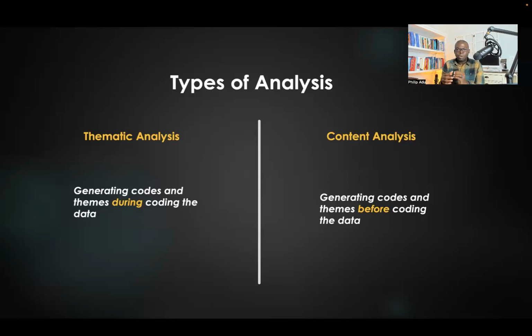Content analysis is more of first you generate codes and themes. We call it a coding frame. You can generate codes or themes based on maybe your theoretical or conceptual framework, or based on the literature that you have read. You develop those codes and themes, and then you go through the data and identify significant information from the data and connect it to the codes and themes that you have already developed. So those are the two main types.